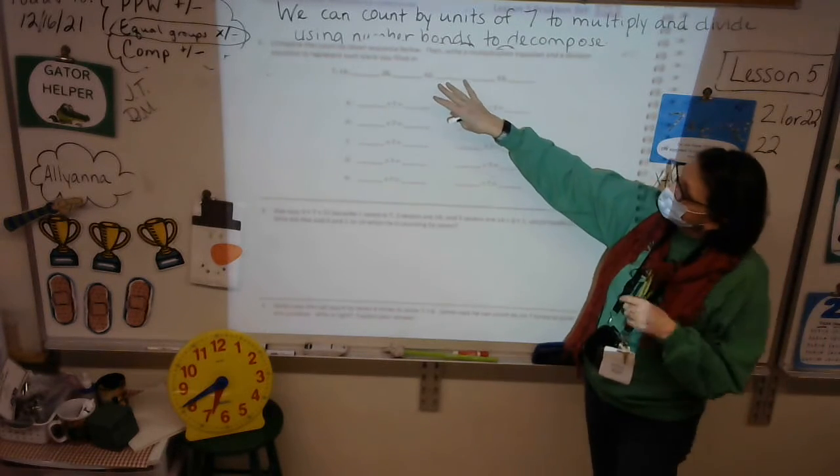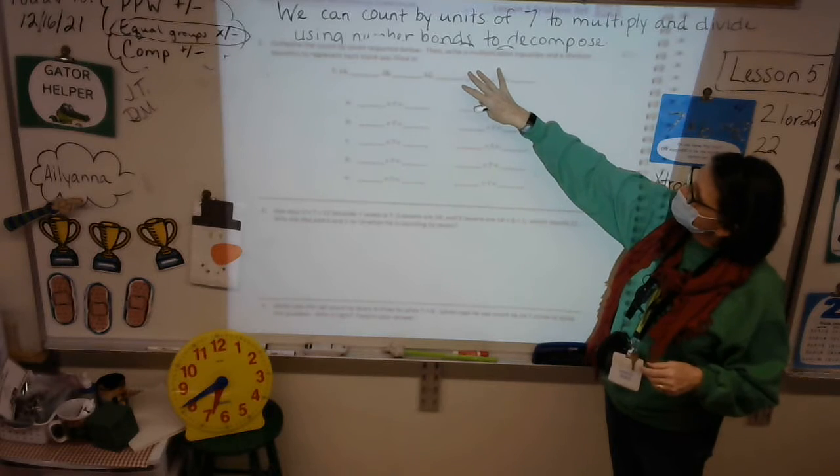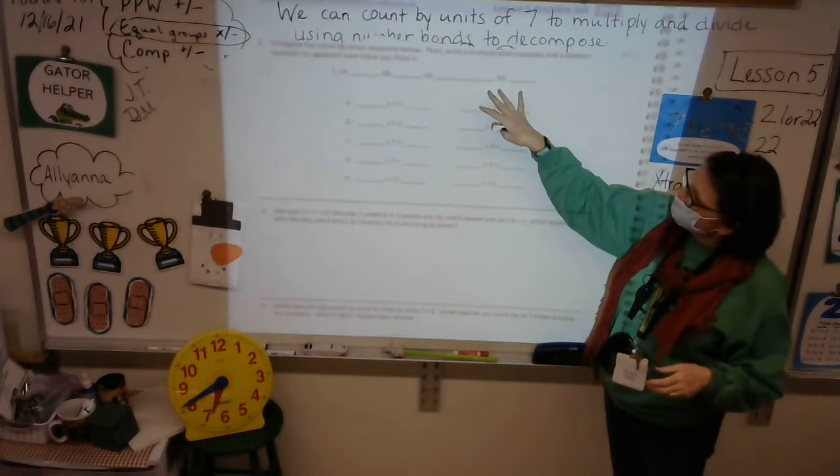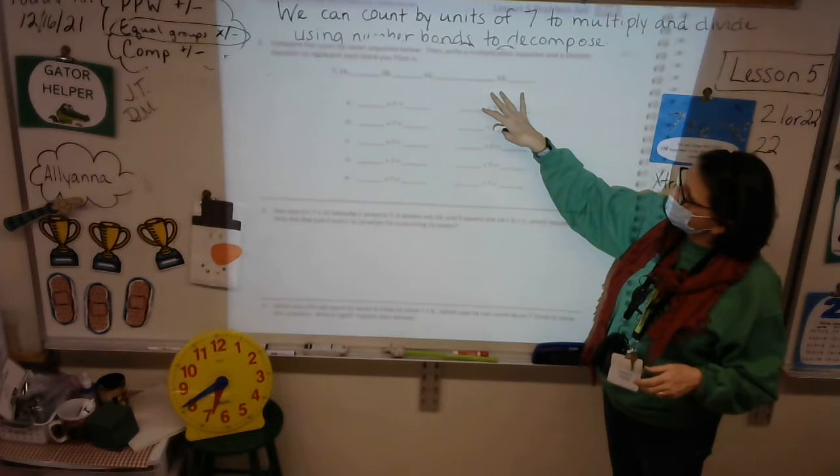It says, complete the count by 7 sequence below. Then write a multiplication equation and a division equation to represent each blank you filled in.